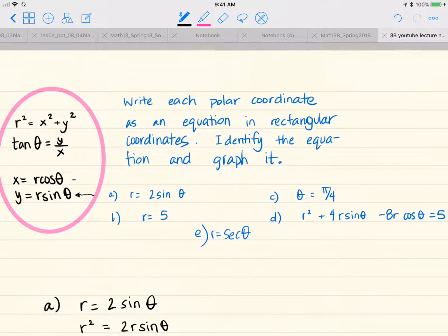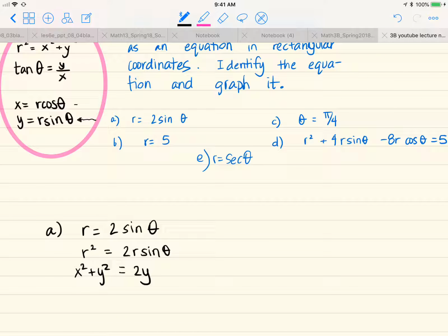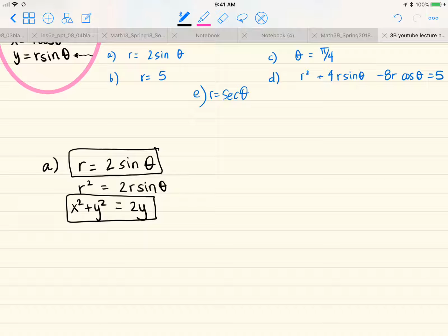So I have written this equation in terms of rectangular coordinates, right? So I started off with r equals 2 sine theta, and now I've got x squared plus y squared equals 2y. Next, let's go ahead and identify this and graph it.